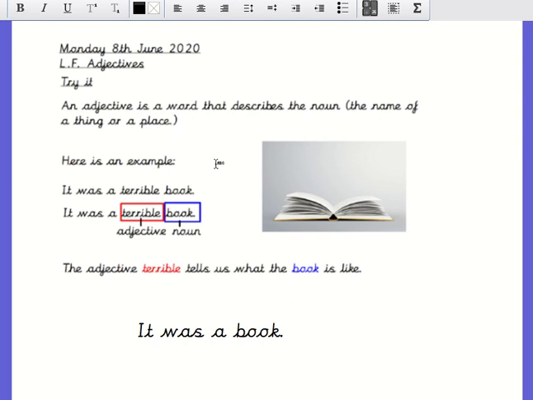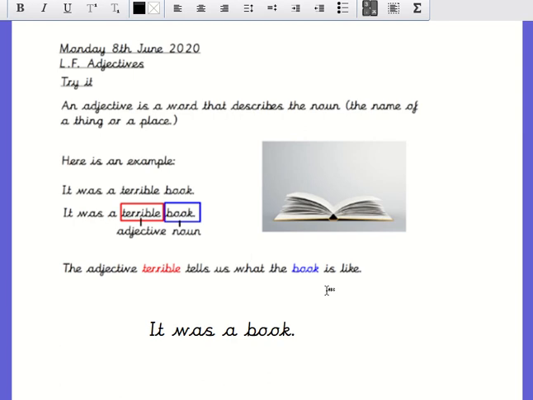Here's her example. Mrs. Sandbrook's obviously been reading a book while she's been on lockdown. She's written, "It was a terrible book. It wasn't very good. This book is terrible." Now let's have a look at her example a bit more. We've got the noun book, the thing, and she's added in her adjective terrible to tell us a bit more information about that book, a bit of detail. It wasn't just a book, it was a terrible book. The adjective terrible tells us what the book is like.